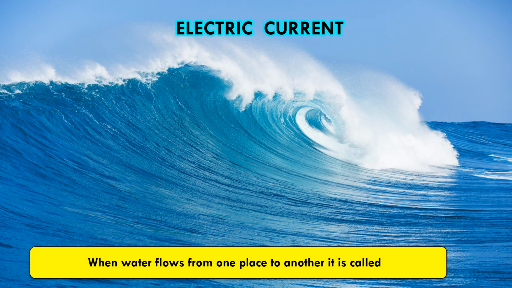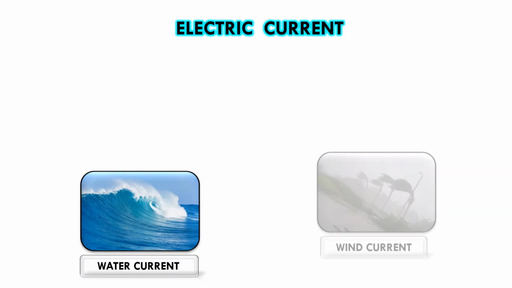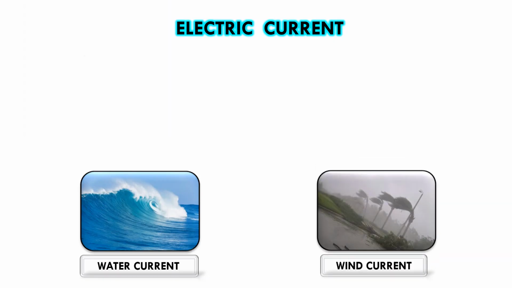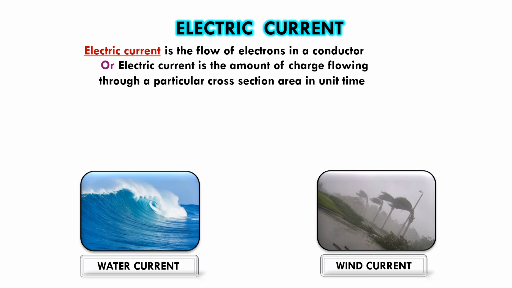Electric current. Current means flow. When water flows from one place to another, it is called water current. When wind flows from one place to another, it is called wind current. Electric current is the flow of electrons in a conductor, or electric current is the amount of charge flowing through a particular cross-sectional area in unit time.